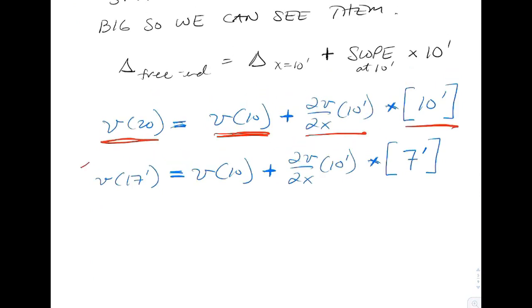If we wanted to find the deflection at 17 feet, we would use the answer for deflection at 10, the slope at 10, and we would then multiply by a distance of 7 feet.